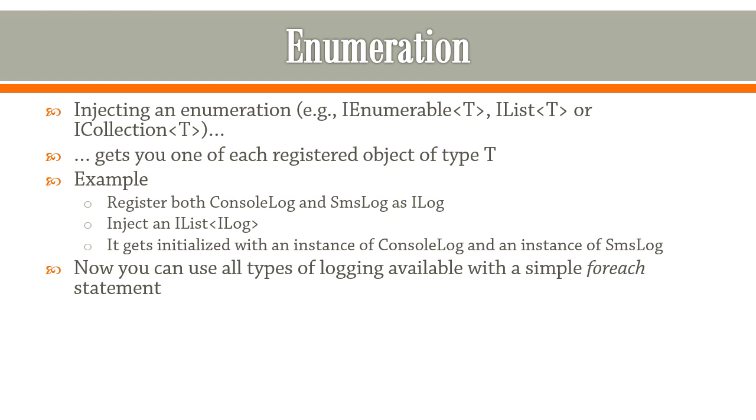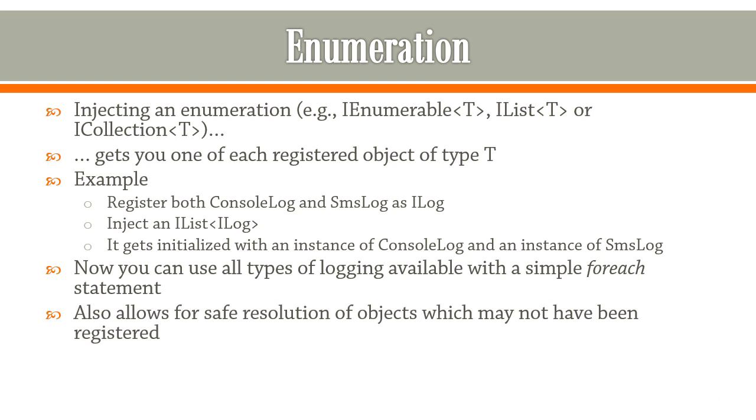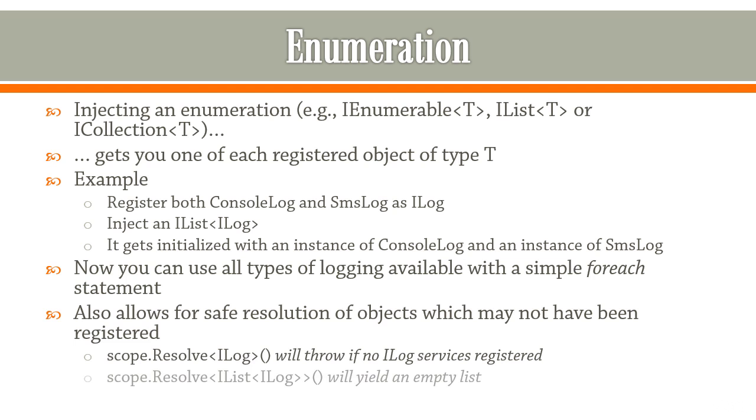Another benefit of enumerations, and that's very interesting, is that it allows you safe resolution of objects which may not have been registered at all. So for example, let's suppose that I have a system where I haven't registered a single ILog. If I write something like scope.Resolve ILog, because I haven't registered a single ILog, I will get an exception. It will throw an exception because it will tell me that no ILog services have been found. Too bad. But if I say resolve an IList of ILog, then instead of getting an exception, I will actually return an empty list.